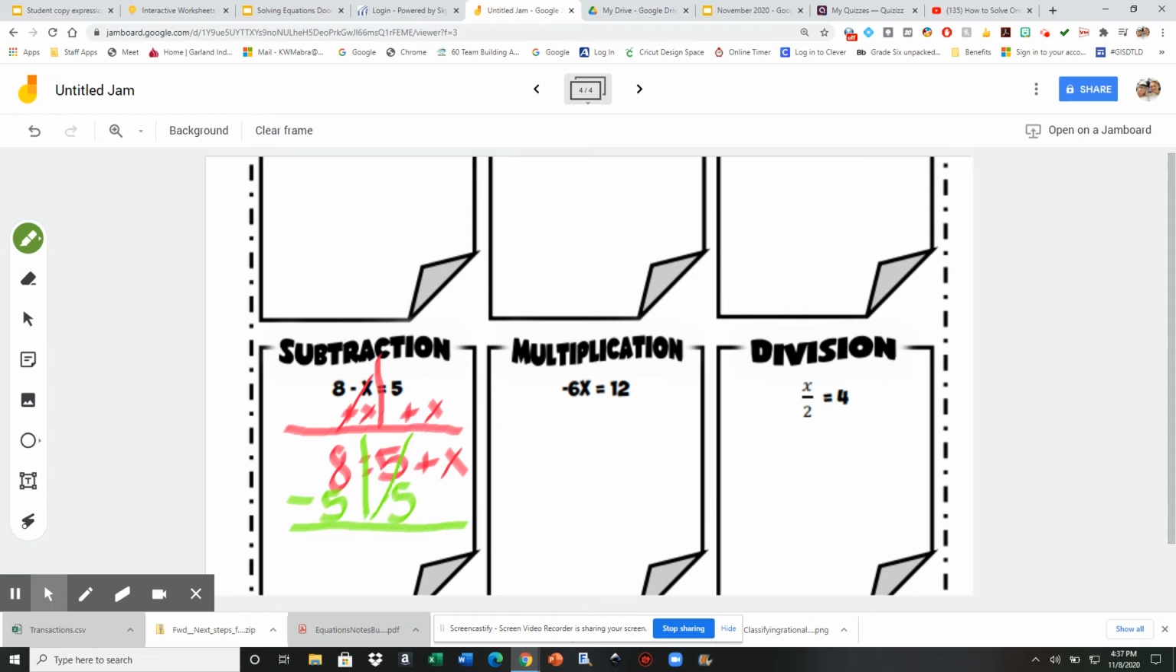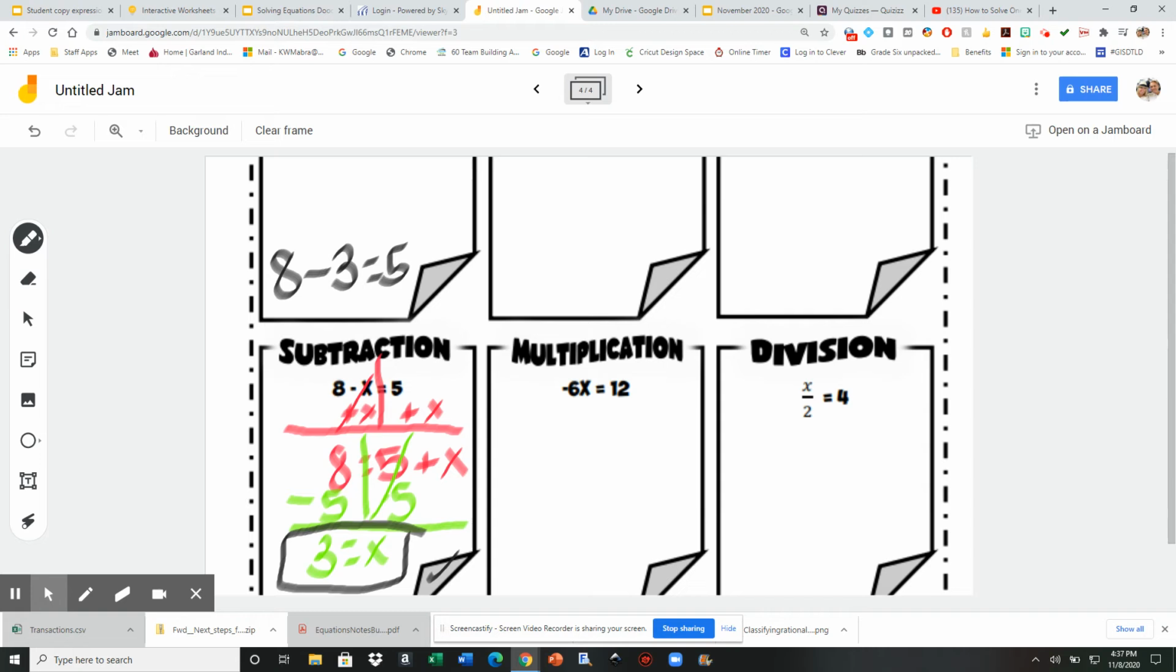Okay, and 8 minus 5 is equal to 3. So x is equal to 3. Now let's substitute that. Let's go on up to the top here. We have 8 minus 3 is equal to 5. Is that a true statement? Why, yes, it is. So we know that the value of x is 3.